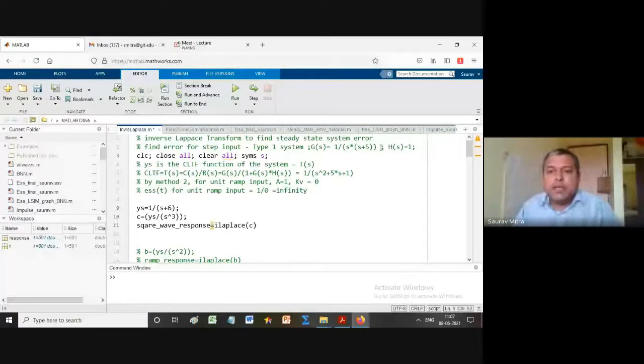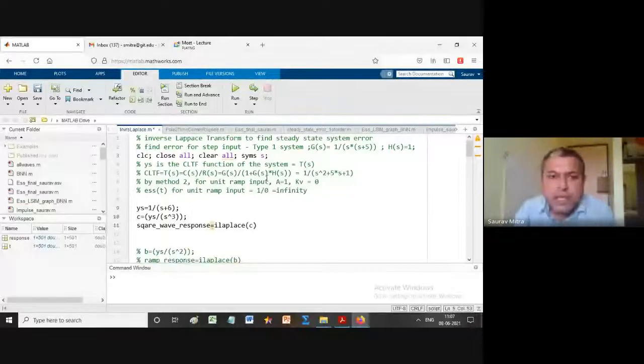Okay. So G(s) is equal to 1 by s into (s plus 5), that is s square plus 5s, and T(s) is equal to C(s) by R(s). So this is 1 by s square plus 5s divided by 1 plus 1 by s square plus 5s. So from this you can find out T(s). Is it obtained? Anybody please respond?